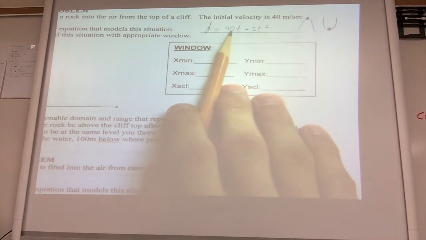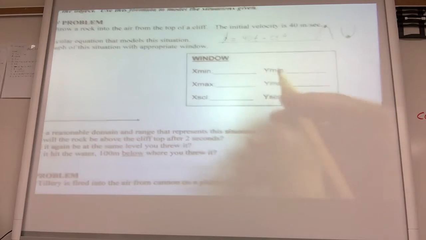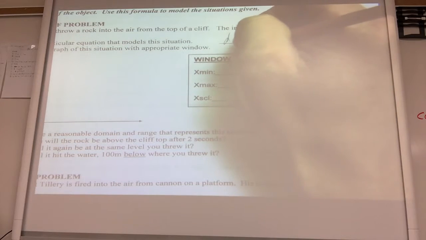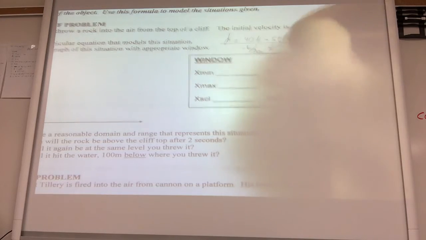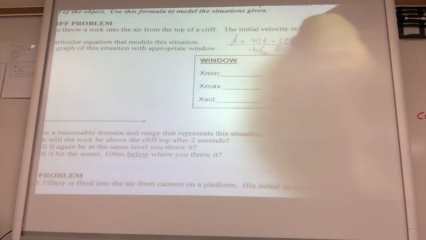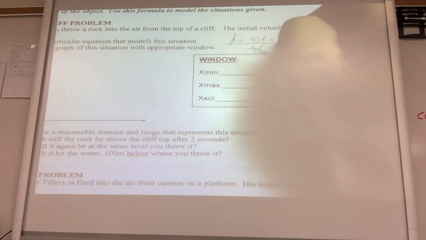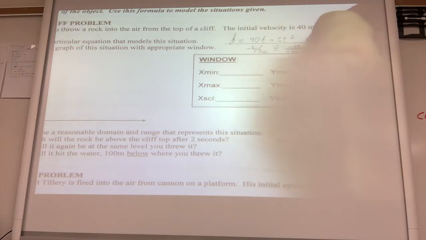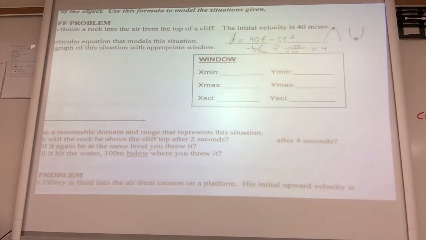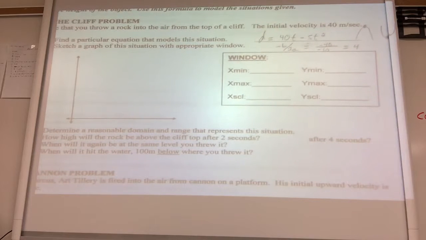Remember, it's negative b over 2a to find the x value of the vertex. So negative b divided by 2a. Negative b is negative 40, divided by 2 times a. 2 times a is negative 10. So my vertex is positive 4. Okay, so it's positive 4.